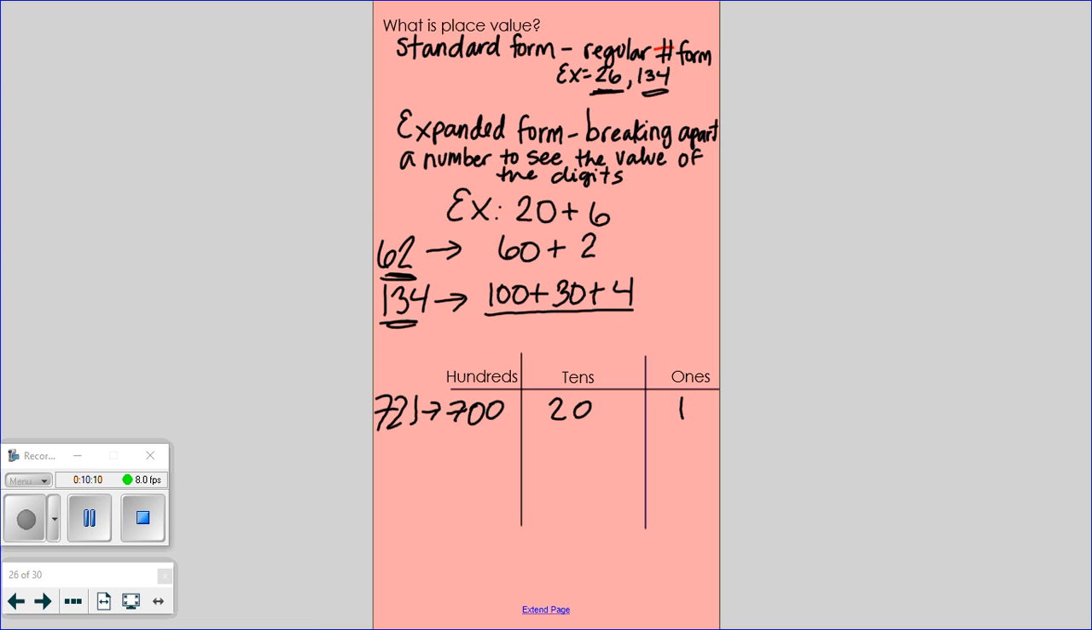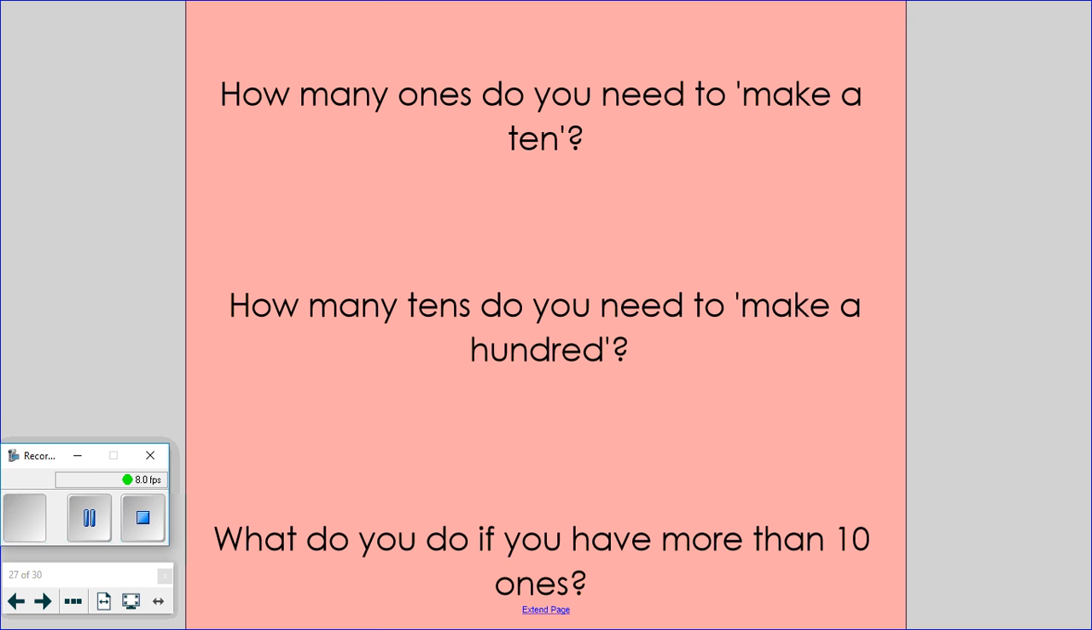I want you to put the following numbers in your hundreds chart just like I did. Alright, we got 806, 519, 47. Put those numbers broken apart in the hundreds chart.